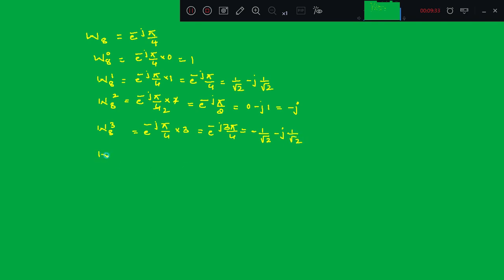Next, what is W8 raised to 4? So e raised to minus j pi by 4 multiplied by 4, and this 4 and this 4 will get cancelled, so it is e raised to minus j pi, right? And it is very simple to simplify. E raised to minus j pi is cos pi, which is minus 1, and minus j sin pi is 0, so it is equal to minus 1, right?